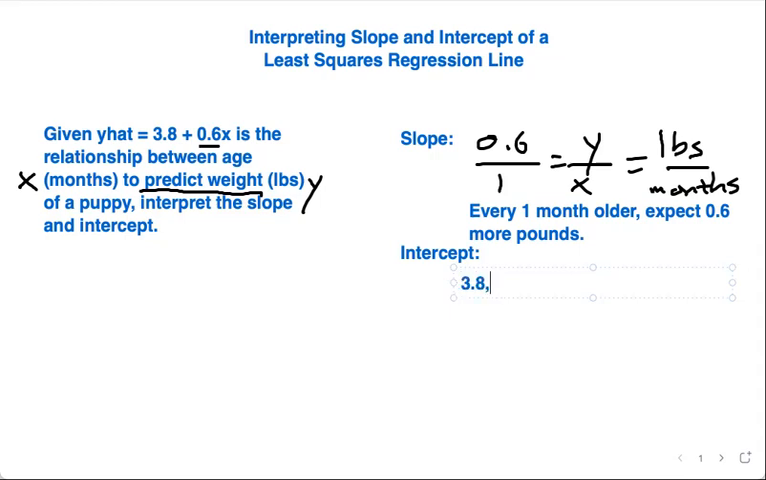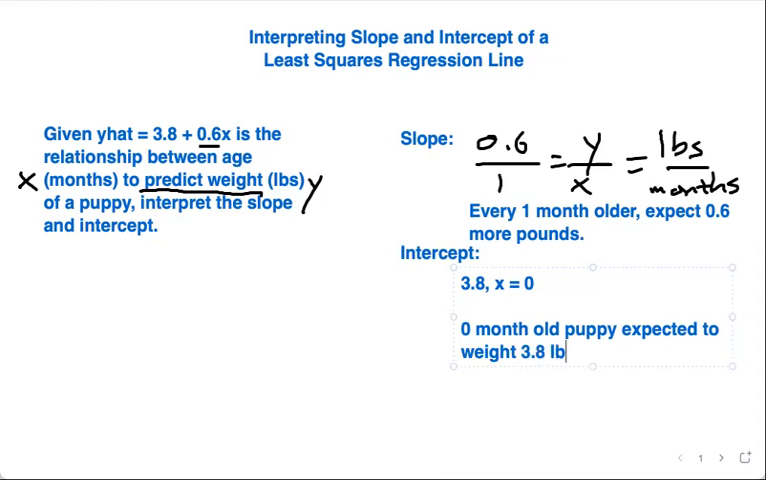The intercept in this case is going to be 3.8. So the intercept, 3.8, remember, that's when x is equal to 0. So that means that a 0-month-old puppy is expected to weigh 3.8 pounds.